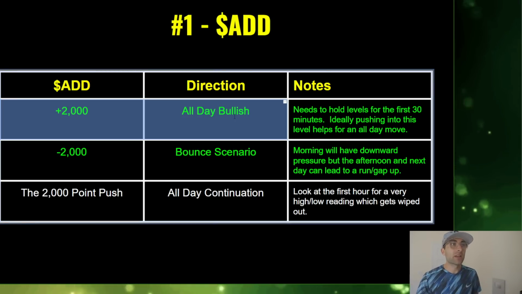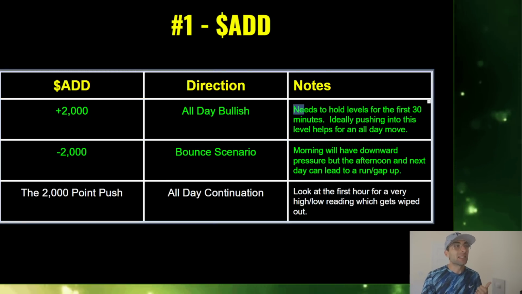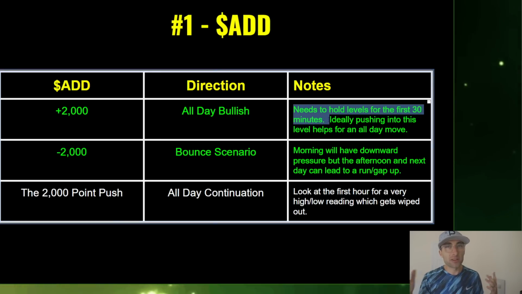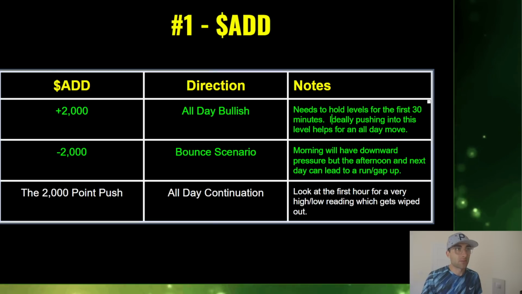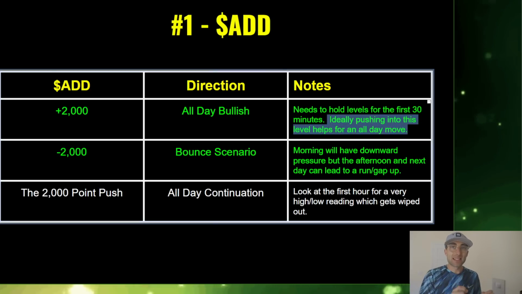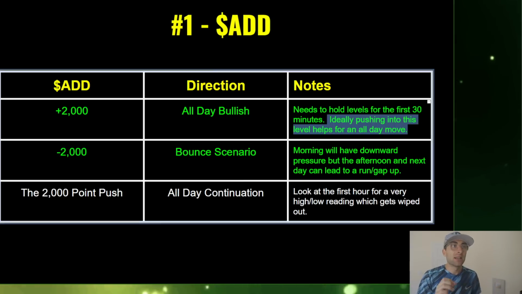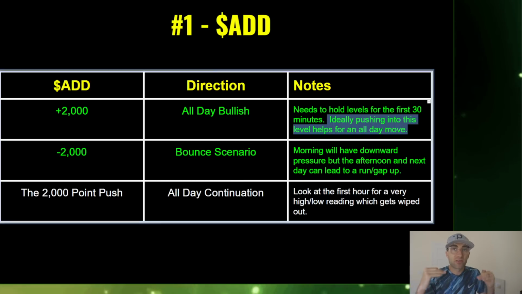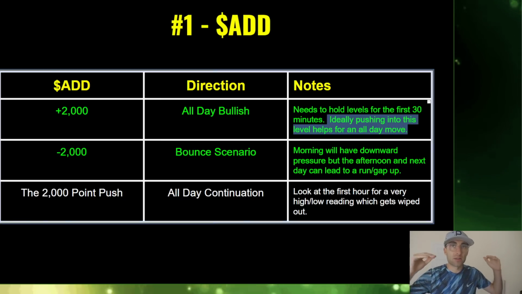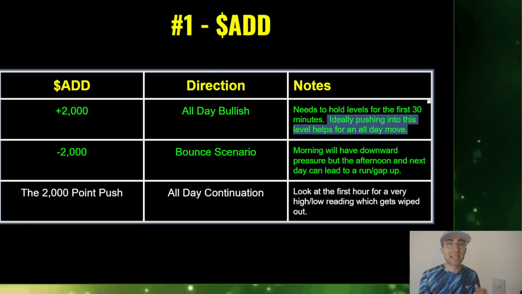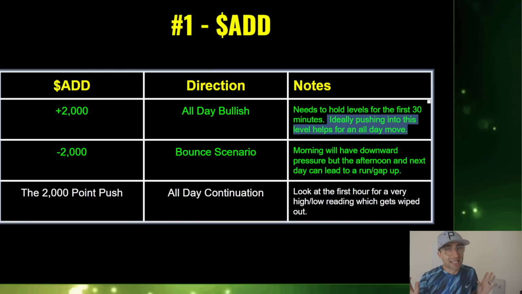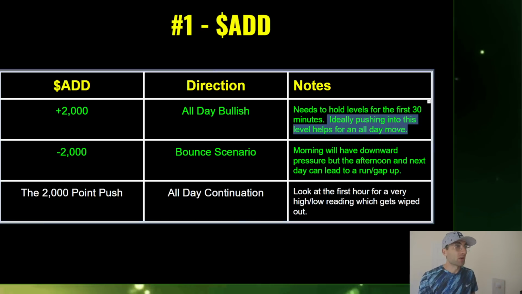But the note I put in here is very important to understand. You need that reading to hold for the first 30 minutes. Everything I'm teaching you needs to hold in the first 30 minutes. If it doesn't, most of the setups could fade and you could get chopped out. So ideally, this number you see, 2,000, the ideal scenario is you go from 1,500 to 2,000. So the levels rise throughout the day. The pressure builds. And that's how you can ride a trend and get that tailwind to run with the trend.